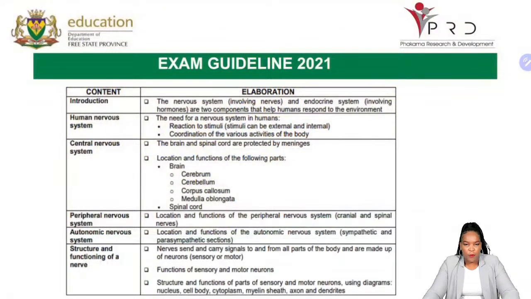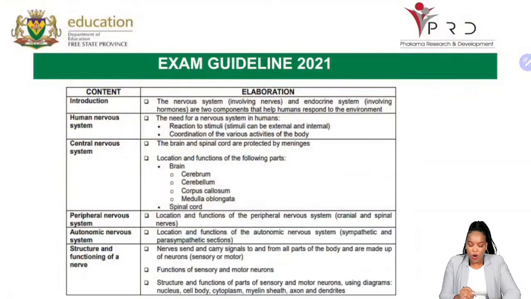Before you start any topic, you must consult your exam guideline. If you are not in possession of this document, please make sure that your teacher gives you one. Each and every grade 12 learner is supposed to have an examination guideline for 2021. Why? Because this document is going to give you the scope, all the topics that you need to cover and how much you need to cover for those topics. So let us check for today's topics, what does the exam guideline say we must cover?